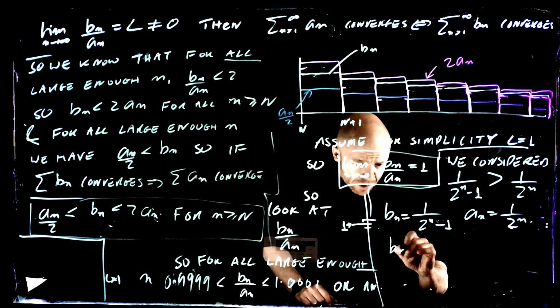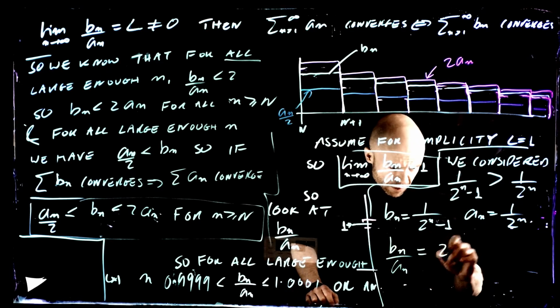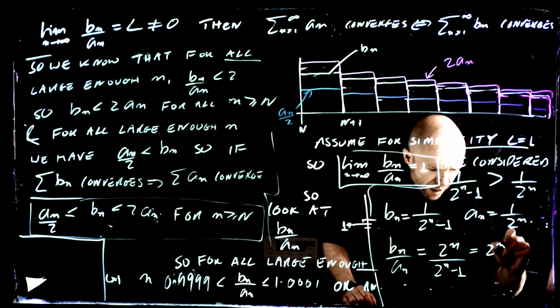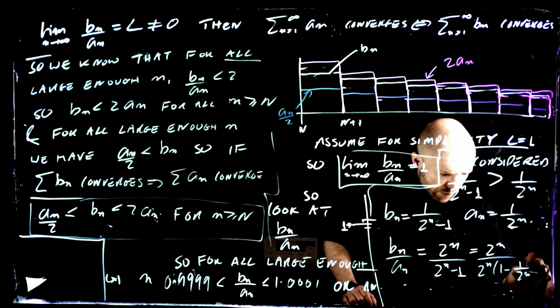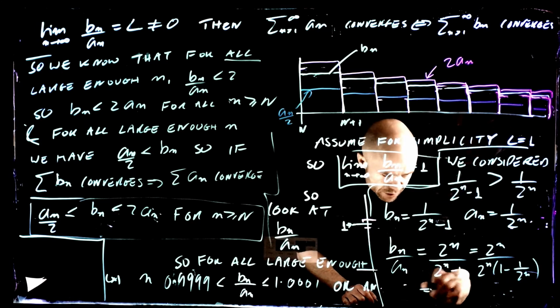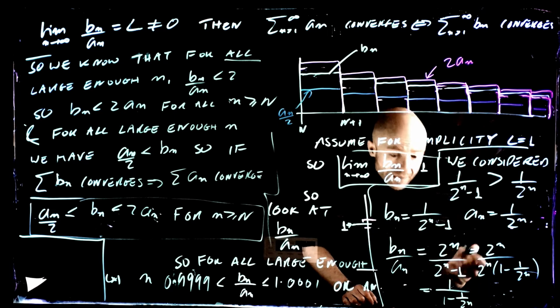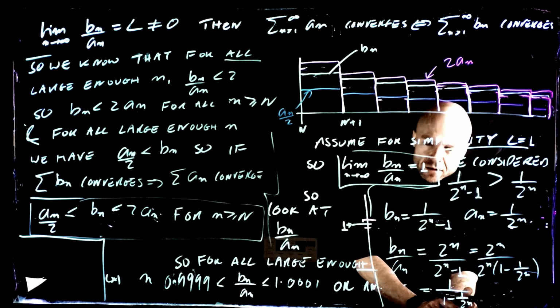So look at this. bn over an is 2 to the n over 2 to the n minus 1. Let's factor 2 to the n from the bottom. So we have 2 to the n over 2 to the n times 1 minus 1 over 2 to the n. The 2 to the n's cancel, and that's just equal to 1 over 1 minus 1 over 2 to the n. And then as n tends towards infinity, this limit has to be 1 because this number here is getting closer and closer to 0. Do you see what I mean?